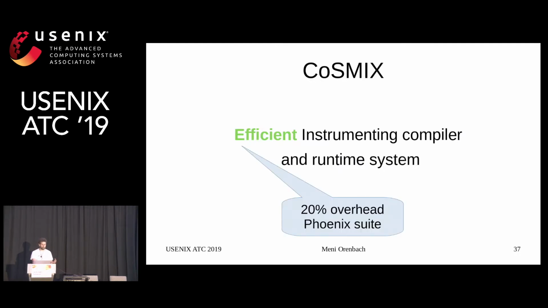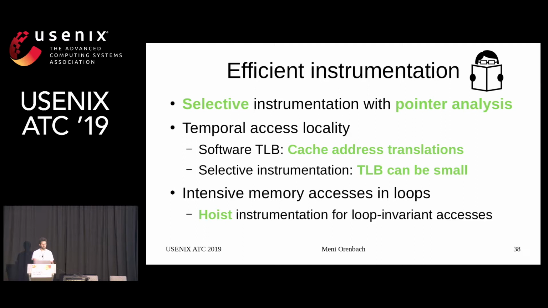CoSMIX is efficient, and we measured its overhead to be only 20% on the Phoenix suite. The way it's efficient is that it provides selective instrumentation with pointer analysis, reduces accesses to cached memory stores using a software TLB, and also reduces intensive memory accesses, mostly found in loops, by proposing a new transformation that hoists instrumentation wherever it is able for loop invariant access. We encourage you to read more about this optimization in the paper.